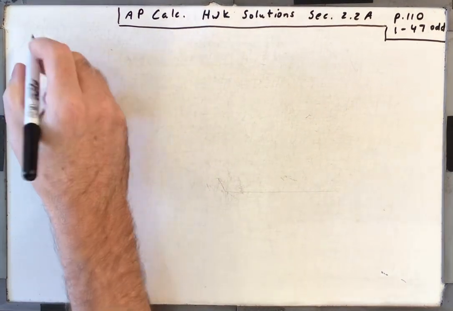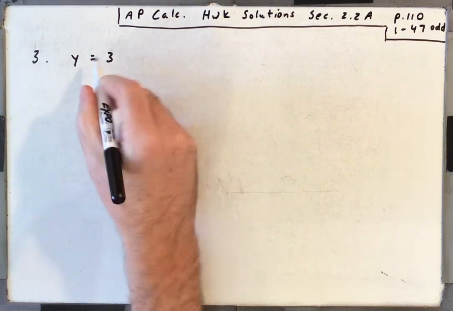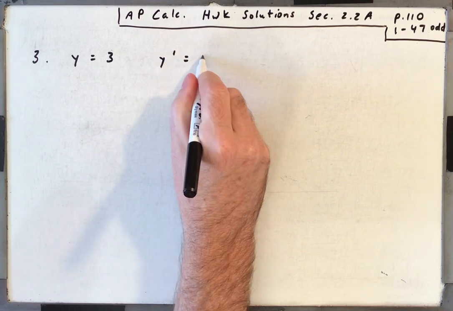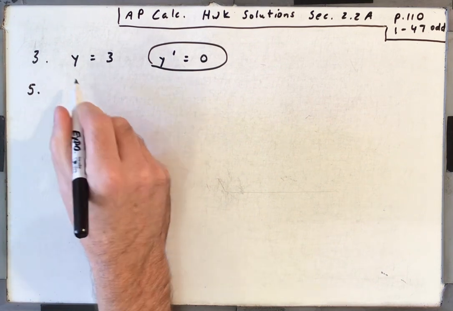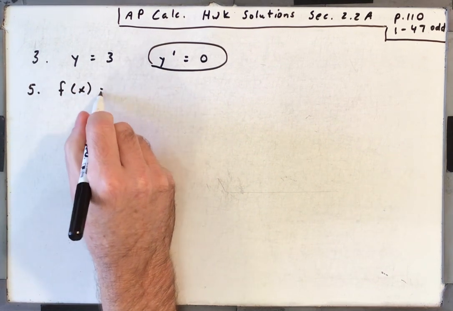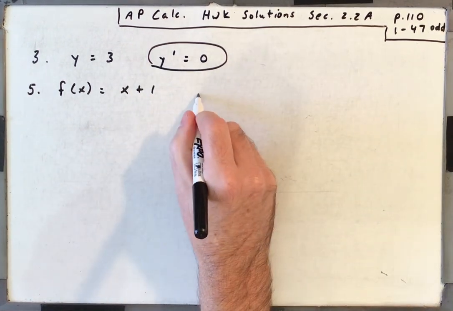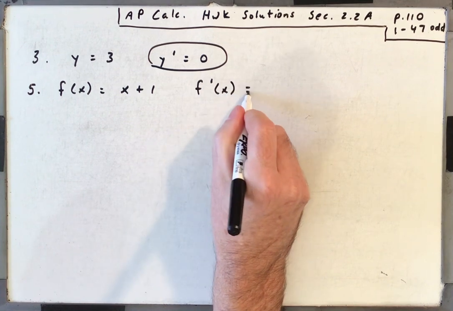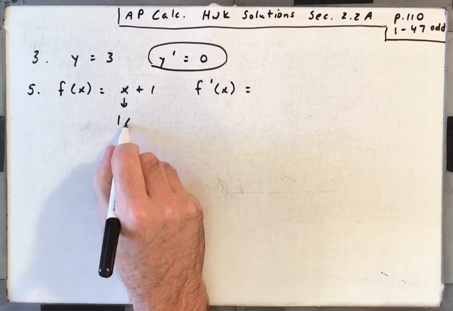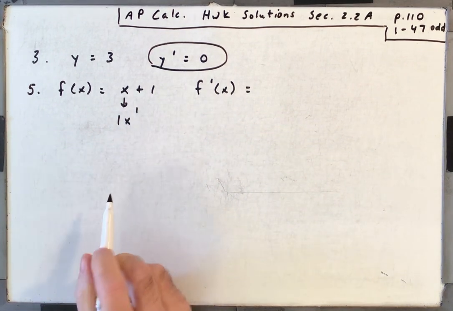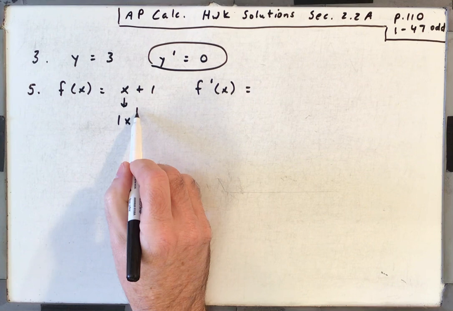So number 3, we have y is equal to 3. So that's the constant rule, so y prime is equal to 0. Number 5, f of x is equal to x plus 1. Now, what's the derivative of x? So f prime of x, well, this is the same as 1x to the first power. So to do the power rule, it would be 1 times 1, which is 1, then x to the 0.